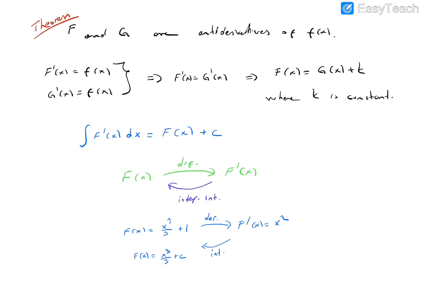Why? Because the derivative of x cubed over 3 minus e is also this function. So we cannot know which function is our original function, okay? So this inverse operation is called an indefinite integral because it is not definite. We have a constant term c.